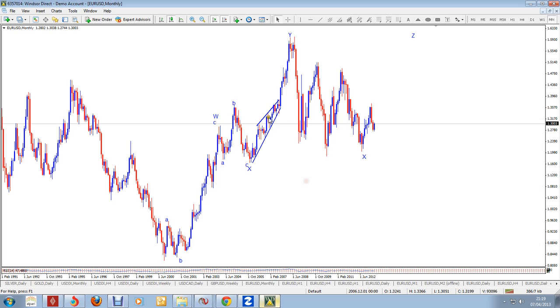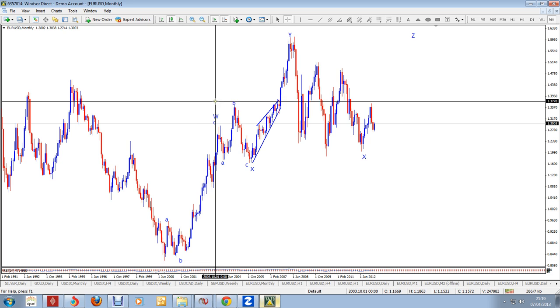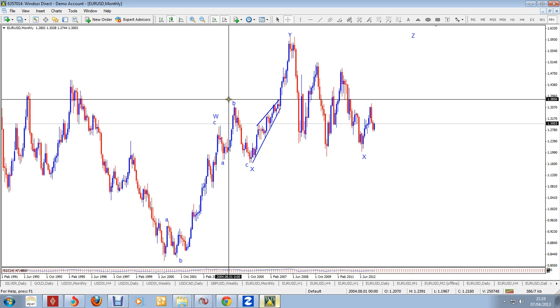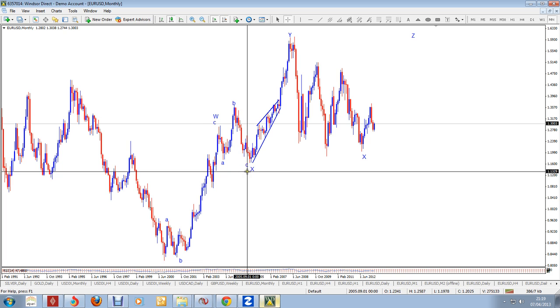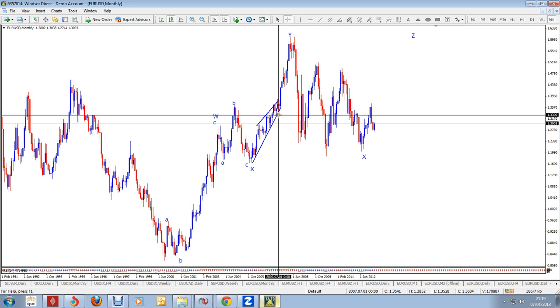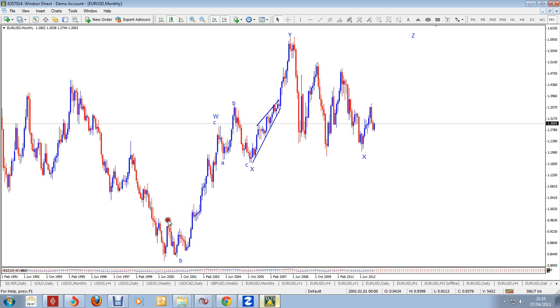So I think this is what's going on, okay, this is what's going on. So A, B, C to give us W, A, B, C back to give us wave X. Then we've got A, B and C to give us Y. So we are now in a form of wave X. So where is the wave X finishing?